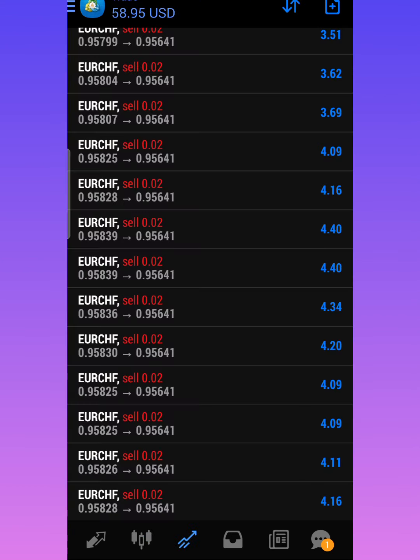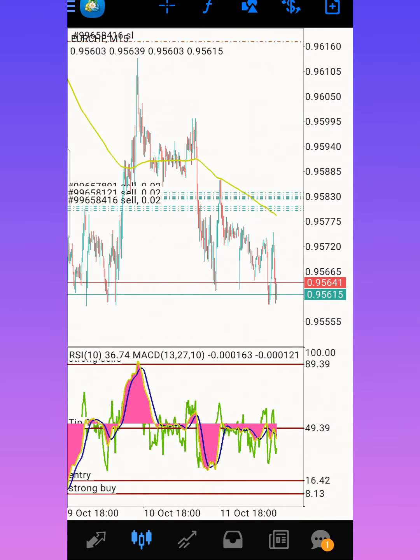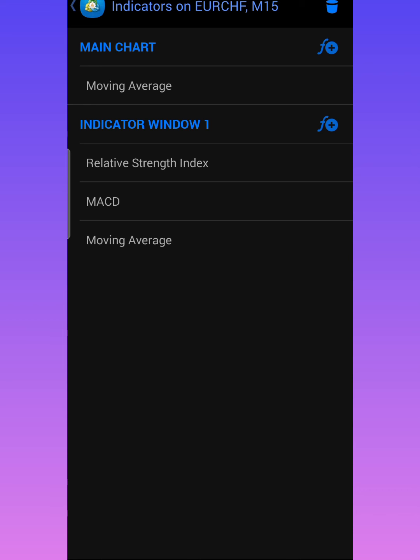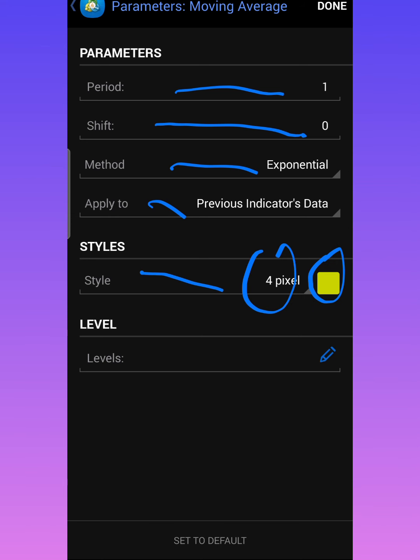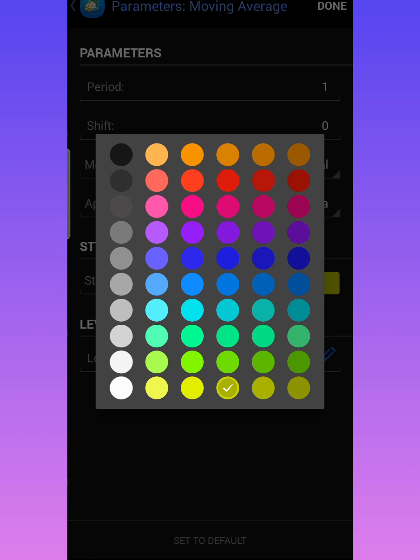After you here, yo, we're still moving guys, we're still moving. After you here, you're gonna click again F sign, boom. Then you're gonna find moving average. All right, you're gonna click indicator windows 1 and find moving average, boom. Moving average period 1, shift is 0, method exponential, apply previous indicator data, and then style 4 pixel, color must be this one right here. I think it's a yellow something, I don't know, but it must be this one right here.